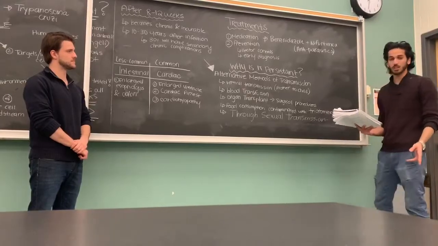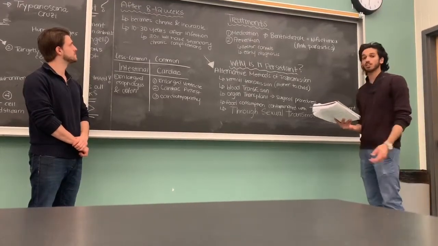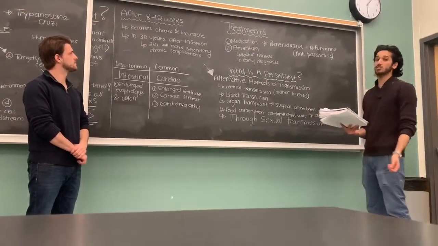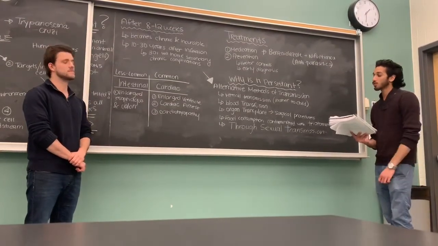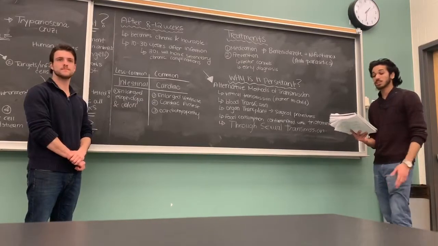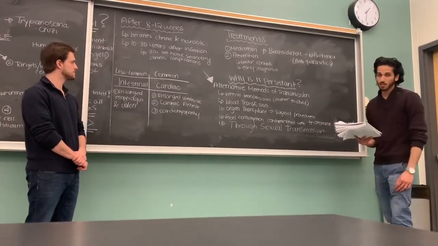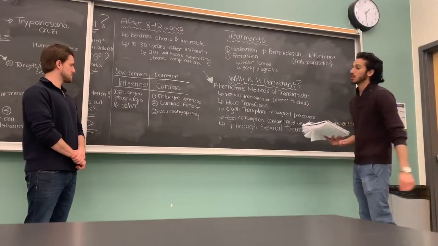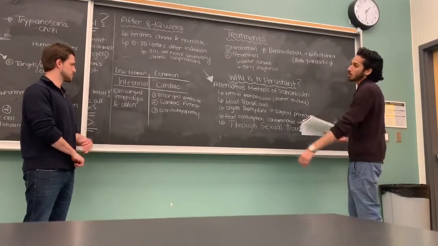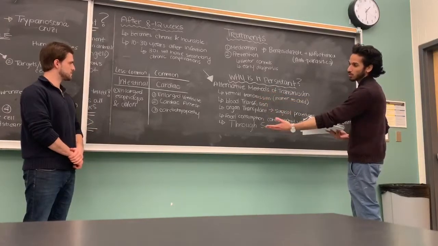After about 8 to 12 weeks, this disease progresses to the chronic stage, and more importantly, it becomes incurable. After 10 to 30 years of initial infection, roughly 30% of cases will develop secondary complications. Common secondary complications consist of enlarged ventricles, cardiac arrest, and cardiomyopathy. Less common secondary complications are composed of enlarged esophagus and enlarged colons.